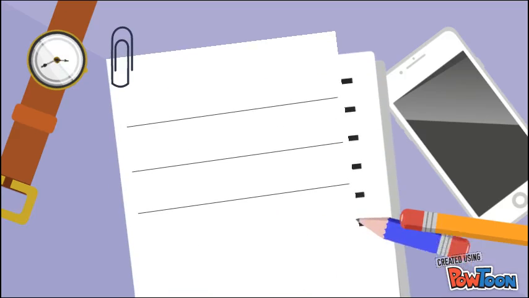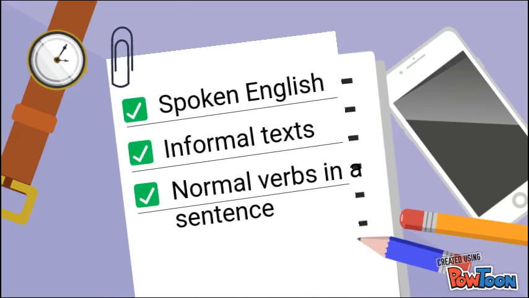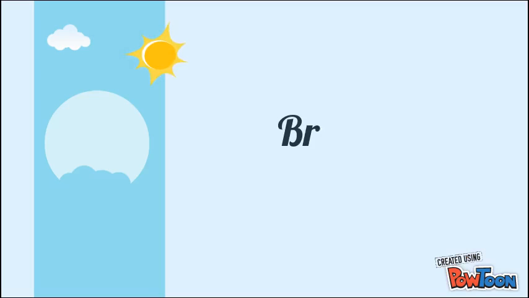A phrasal verb is mainly used in spoken English and in informal texts. And also, we use them like normal verbs in a sentence. Here are the most common phrasal verbs.